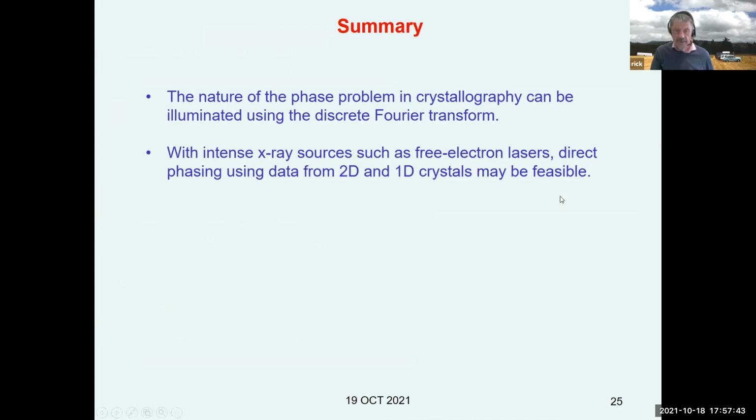So I'll finish up there. Just to summarize, the discrete Fourier transform, aside from being useful for computation, is also useful for understanding properties of the phase problem in crystallography, and with intense X-ray sources such as free electron lasers, direct phasing may be feasible from diffraction data collected from 1D and 2D crystals.